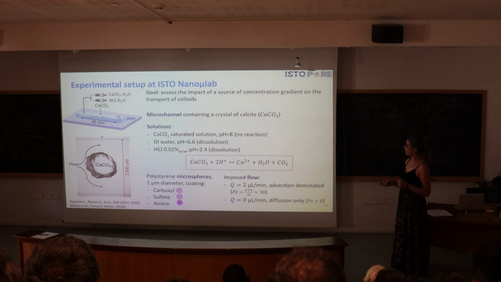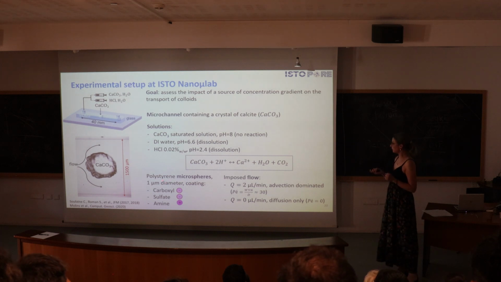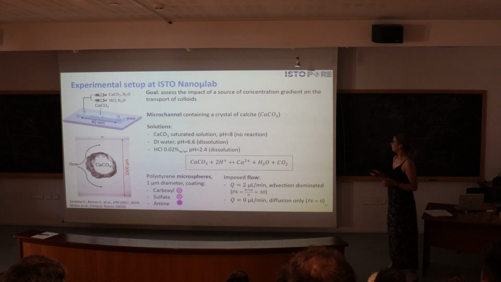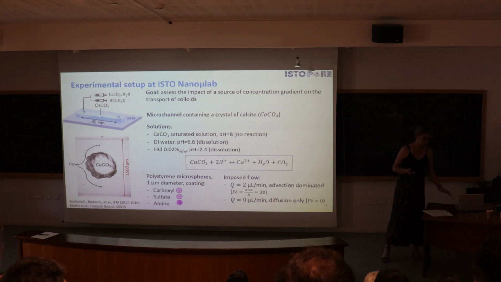And within this solution we put microspheres, so colloidal particles of 1 micron in diameter that have different properties, and they are either negatively charged or positively charged. And we studied two cases. One case where we imposed a flow rate of 2 microliters per minute, and one case with no flow.